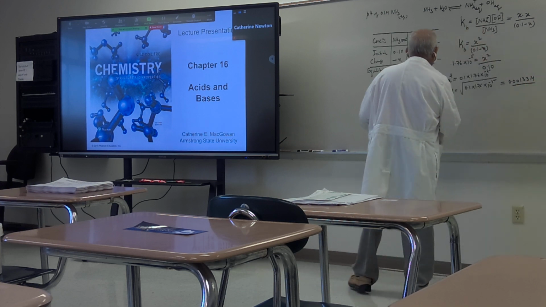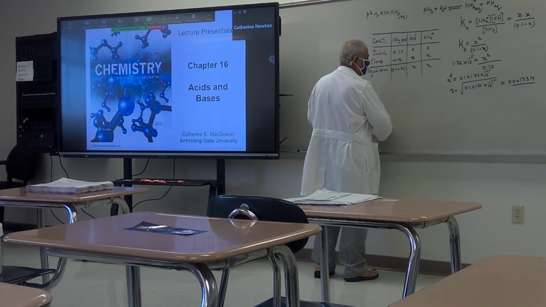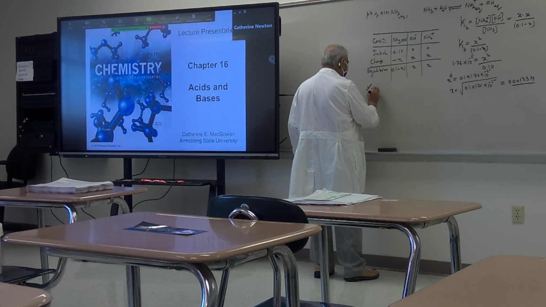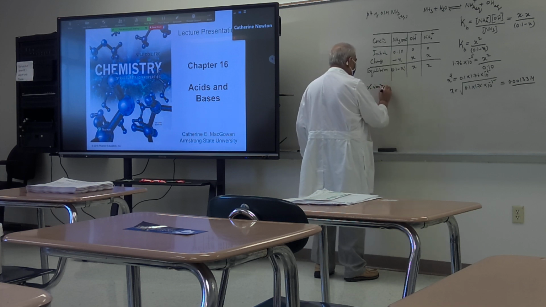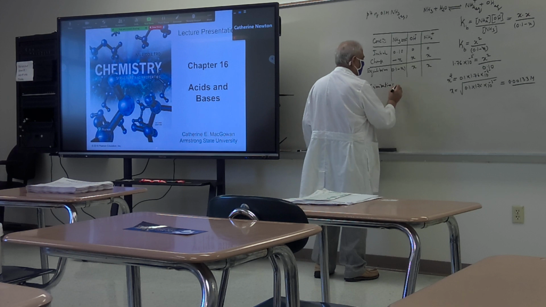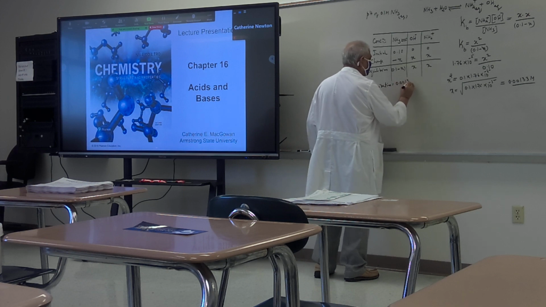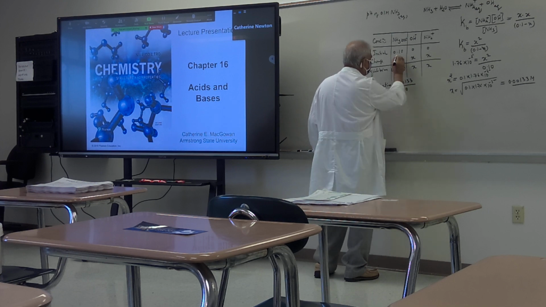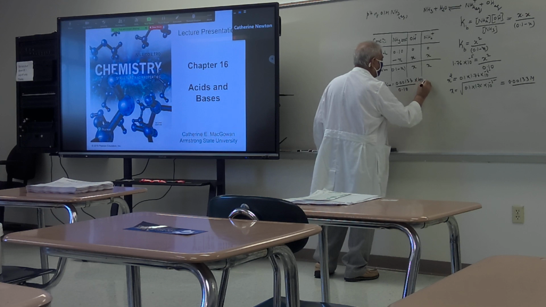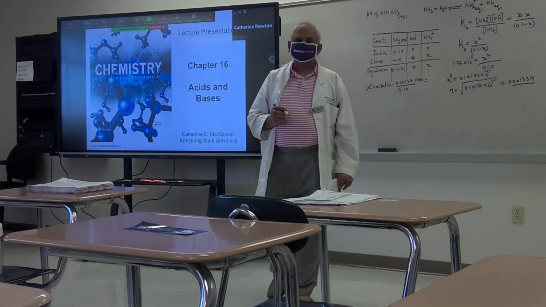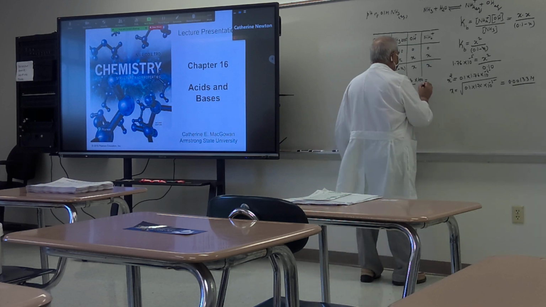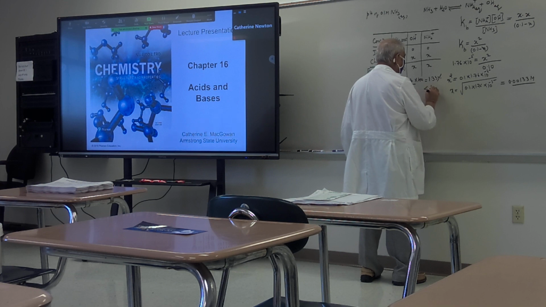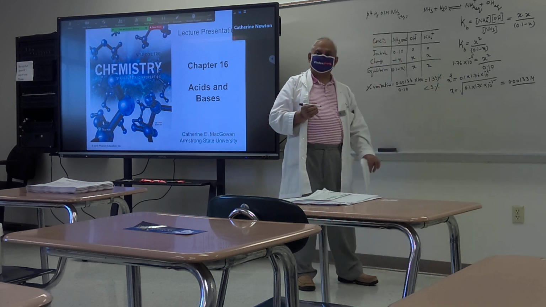Before you finalize your decision, you have to make sure that the percentage of ionization is less than 5. So percent ionization equals 0.00133 over how much you started with, 0.1, times 100. How much is this? 1.33. This is 1.33, correct? Which is less than 5, so your approximation is correct.